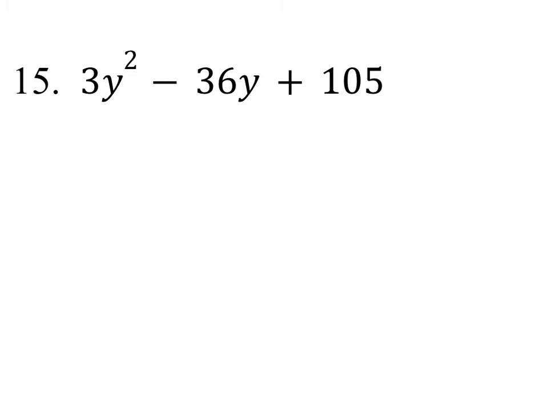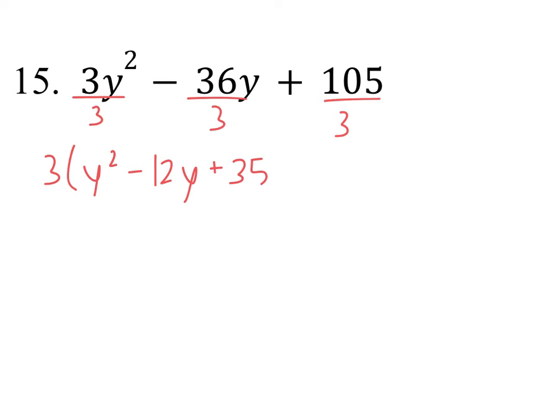All right. I've got 3 terms. My first term is not a equals 1. But could I divide all of these numbers by 3? Maybe. I think I could. So let's go ahead and do that. Let's make it easier for ourselves. So I'm going to divide all these terms by 3. When I do that, I get y squared minus 12y plus 35.